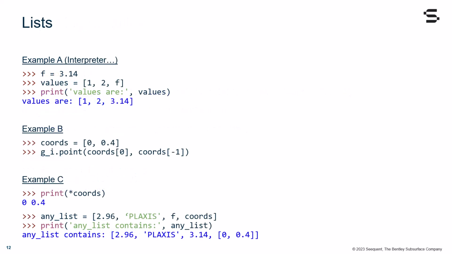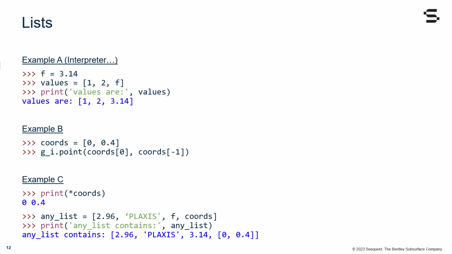A Python list is a powerful tool in programming. Let's see some examples to better understand them. In example A, we define a variable f and assign the value 3.14. Then, we define a new variable values and assign a list that contains three items. Note the square bracket notation indicating that this object is a list. When we print the values list, we can see the contents of the list. The contents can be anything, like in this case, in which we have some integers and a variable f.